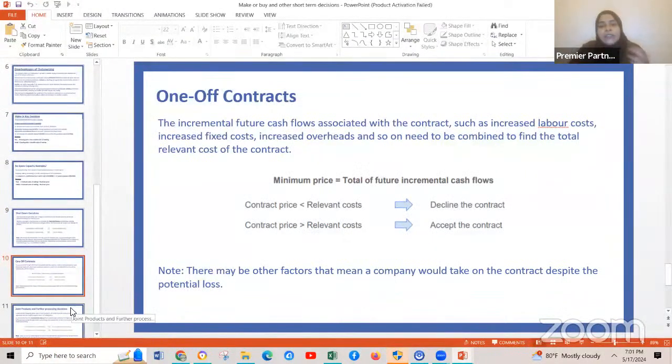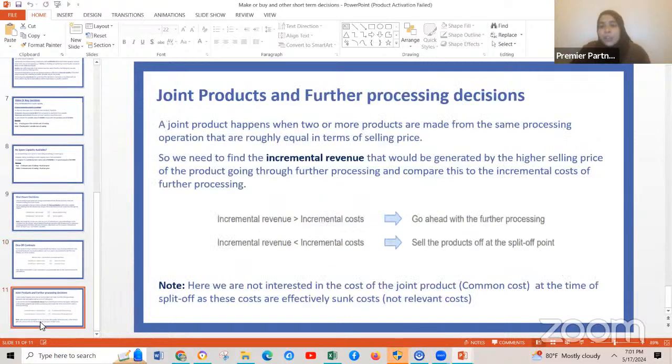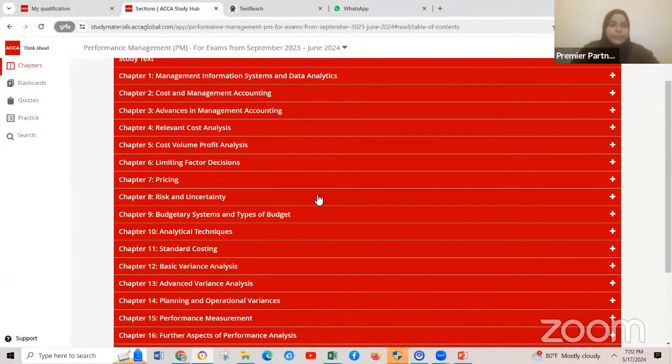One-off contracts, definitely we look at the relevant cost. If the relevant cost is greater and the contract price is lesser, we decline the contract. If the relevant cost is lesser, but we are getting a greater price for it, we will accept the contract. Further processing decisions, we always look at the incremental revenue by further processing and compare it to the incremental cost of further processing. If the incremental revenue is greater, you go ahead and further process. If the incremental cost is greater, then no point further processing. You sell it off at split off. Right? So those things will come with relevant costing.